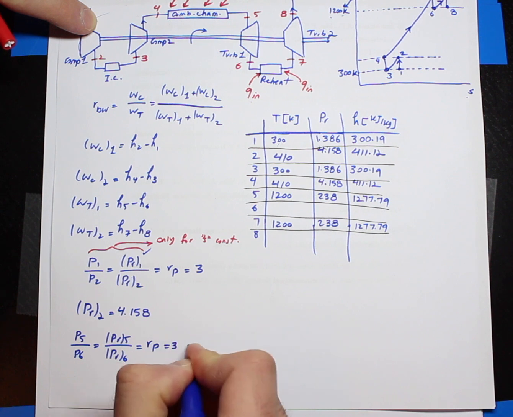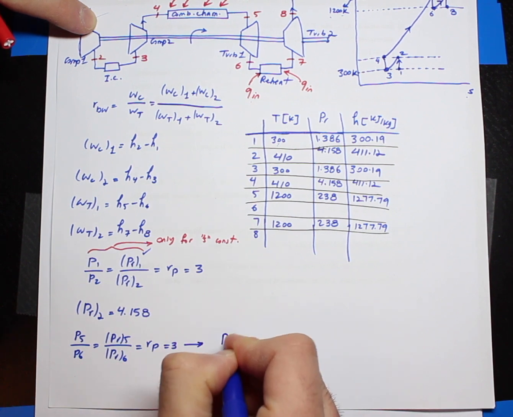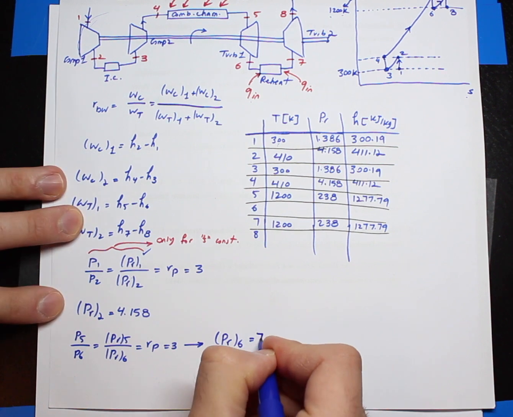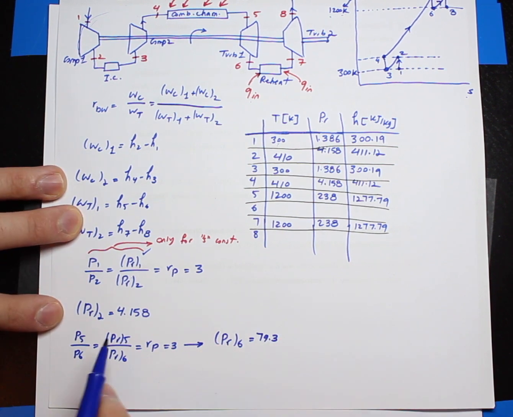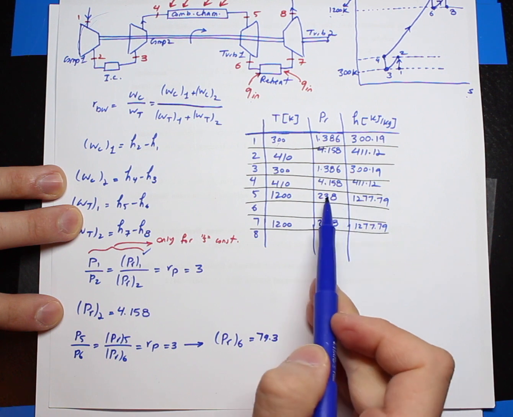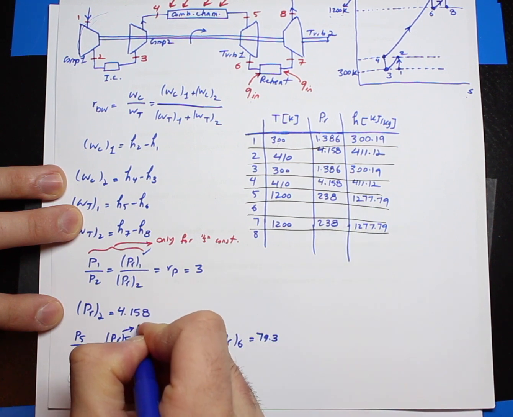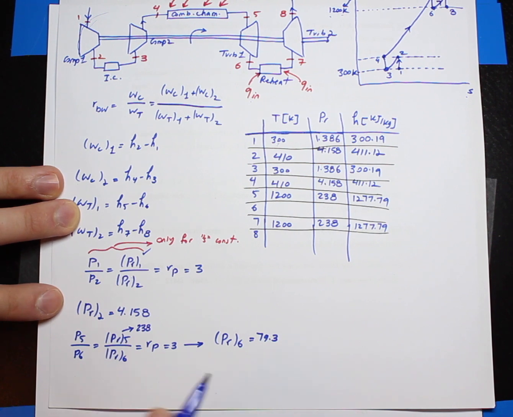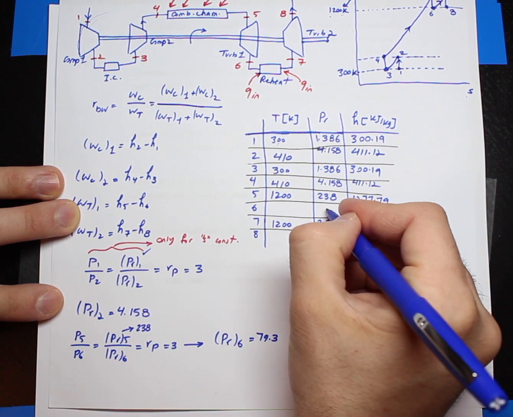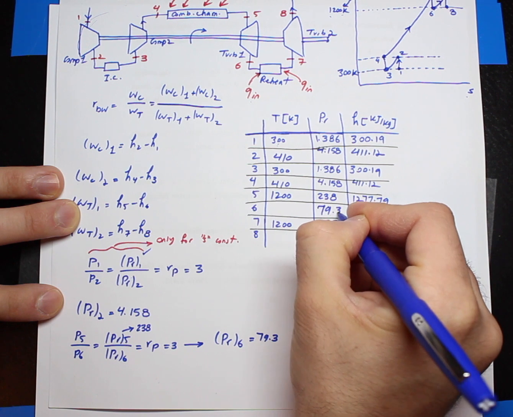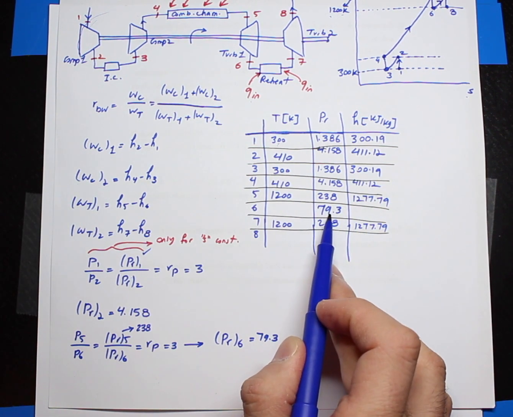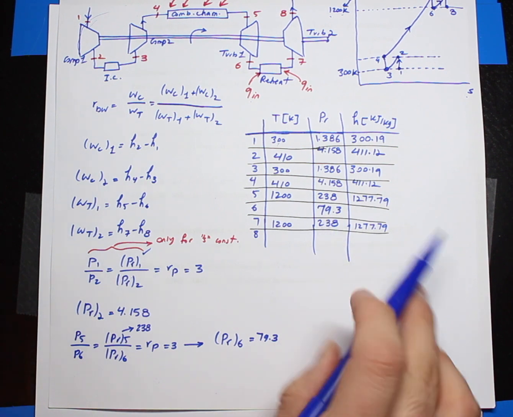Okay, now based on this correlation, I can solve PR6 because I have PR5, and I have this pressure ratio which is equal to 3. So that gives me PR6 equal to 79.3. Keep in mind that PR5, I already have it. So this PR5 is 238, and the only unknown that I have is PR6. Now I can add PR6 into the table, 79.3, and I can read the H value based on this PR.